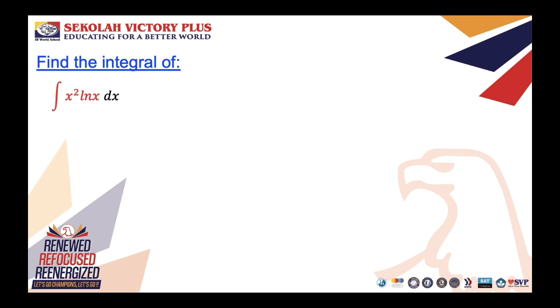How about this one, x squared ln x? If you try the normal way, try it out on your seats, you might find that this is difficult to integrate using the strategies that we know. Hence, we go for integration by parts. Again, the first step is to choose your u. From the given, choose your u, and the remaining will be the dv.